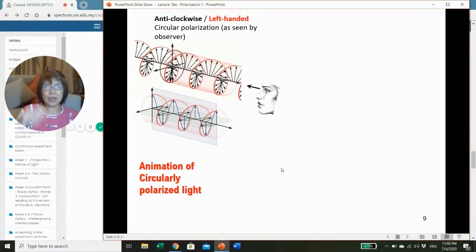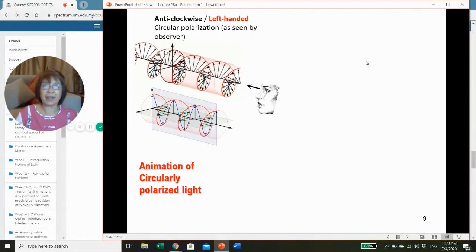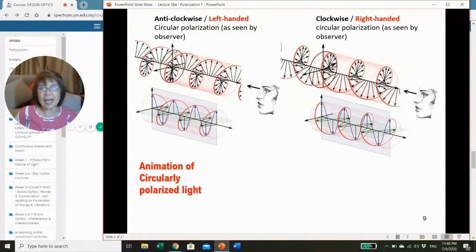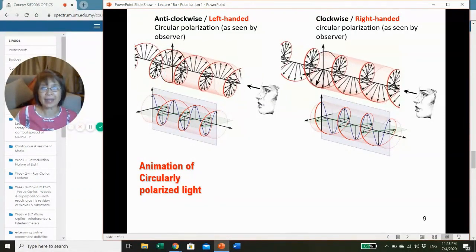And here we can see the difference of left-handed and right-handed. Now, what we'd like you to see is this plane here, this black circle here.